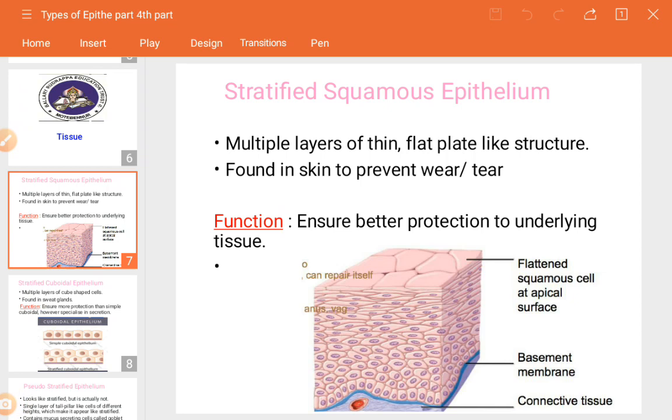Next, what is the function of the stratified squamous epithelium? It ensures better protection to the underlying tissue. As I have told you, whenever a cut happens, as compared to the simple squamous epithelium tissue that consists of only a single layer, in places where stratified squamous epithelium tissues are present, such an accident will not cause that much harm as compared to simple, because it consists of a number of layers.